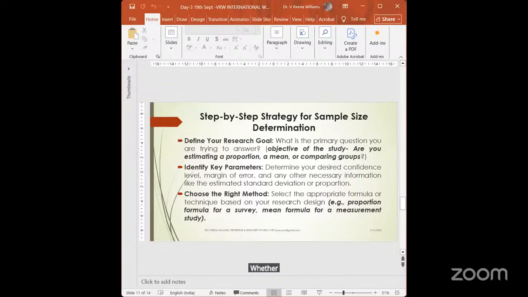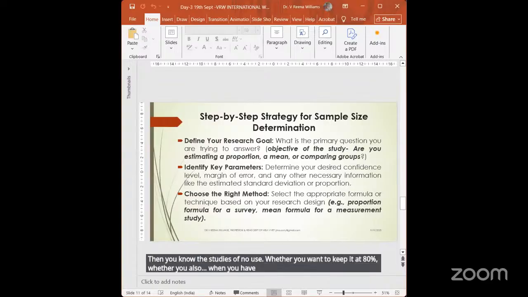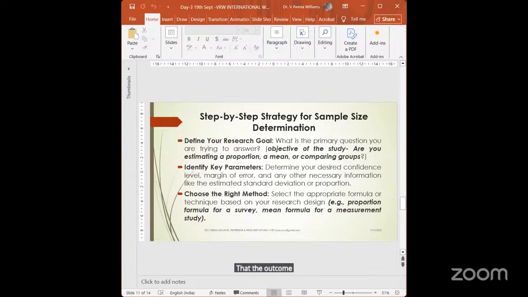Whether you want to keep it at 90%, whether you want to keep it at 50%, then the study is of no use. Whether you want to keep it at 80%, when you have an option to keep it at 95%, so that you're putting the efforts, you're so sure that the outcome of your study is 99% accurate, then you're taking it as 99%. So how do you take 99%?